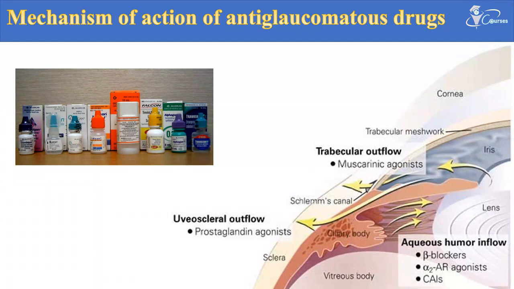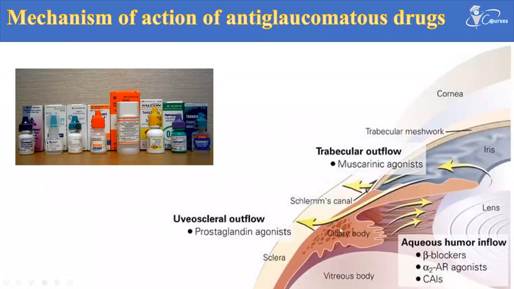The other mechanism of action is to facilitate the outflow. This could be by increasing the aqueous outflow through the conventional pathway, the trabecular outflow, which is done by the muscarinic agonists, or the myotics, or the parasympathomimetics. All are the same thing. So this will cause pulling by contraction of the ciliary muscle. They will pull the angle, leading to drainage of the aqueous.